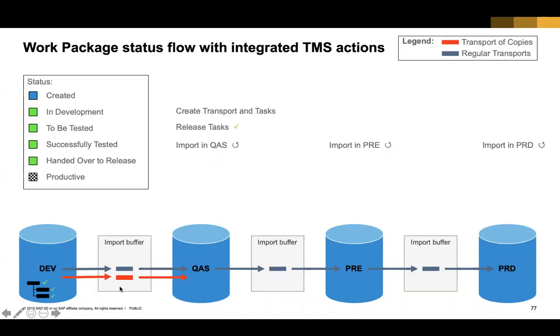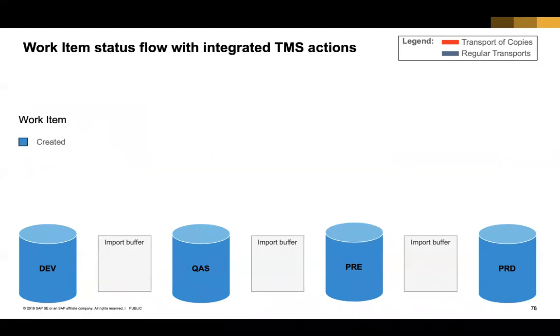The remaining ones are happening as individual transports per work package, right? And the right items is transport of copies. So the first transport of copies is released, then testing is done in QAS, another copy is released based on the fixes so that we can reduce the number of transport requests, right? So that's why we use the transport of copies concept.